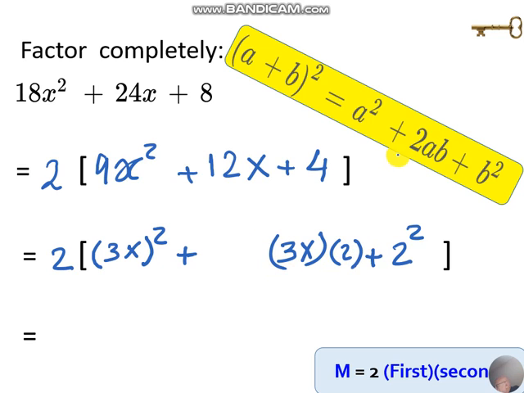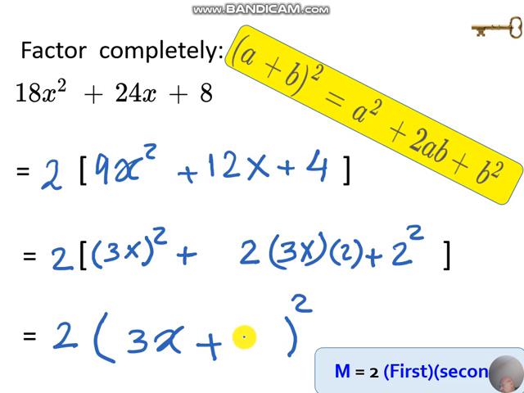Multiply by 2. Did I get 12? 2 times 3 is 6, times 2 I get 12. Means this is a perfect square trinomial. I can write it in this shape: a plus b quantity squared. 2 under 2. Plus, a is 3x, b is 2.